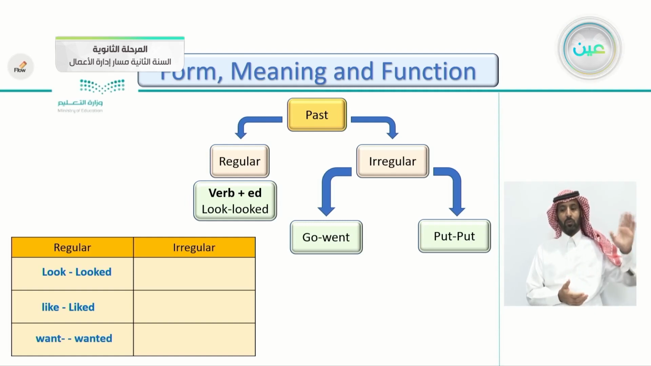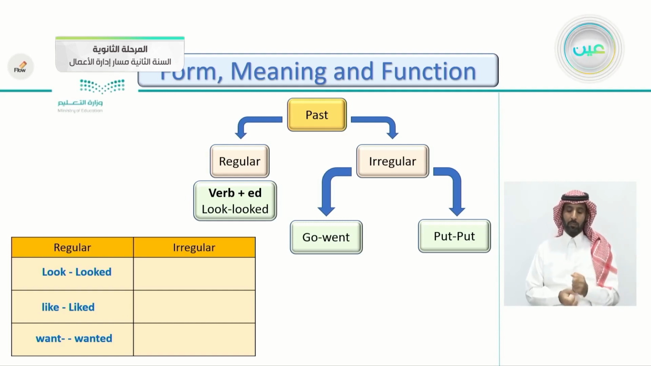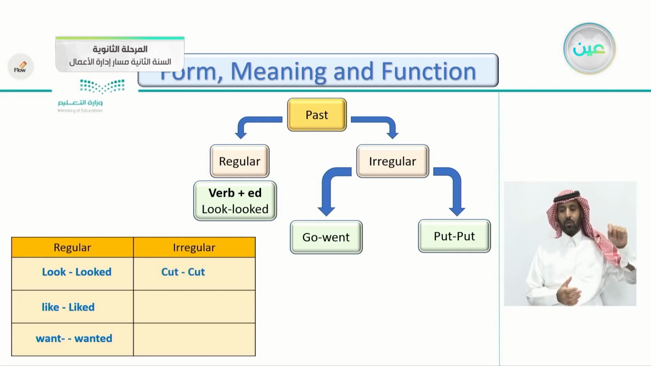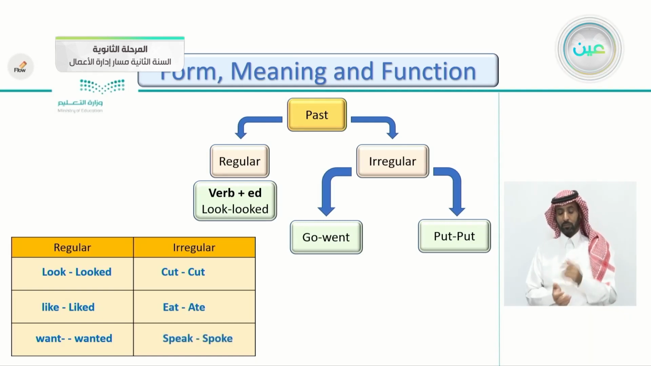What about the irregular here? Can you give me some examples for the irregular? Okay, I will give you some. Cut, cut, as I told you before, we don't change anything. Eat, ate, we change the order of the letters. Eat, ate, and speak, spoke. So we don't add ed, we change the whole verb. Cut, cut, as I said, the irregular, you don't change anything or you change the whole thing. Cut, cut, eat, ate, speak, spoke.